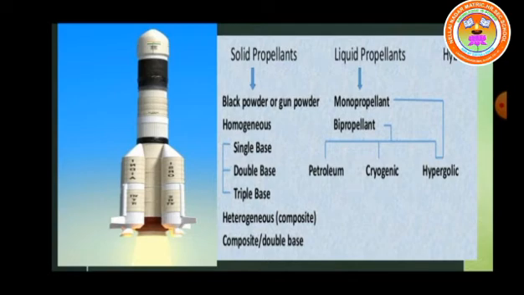Solid propellants contain black powder or gunpowder, homogeneous single base, double base and triple base. Heterogeneous, that means composite. A liquid propellant contains a monopropellant tank and a bipropellant tank. The bipropellant tank contains petroleum, cryogenic and hypergolic.